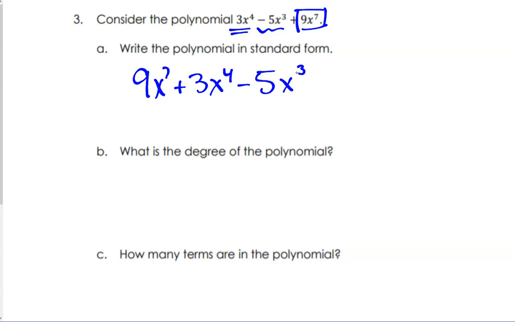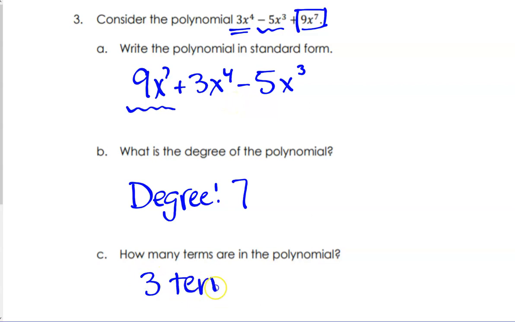All right, what is the degree of the polynomial? All right, so the degree of the whole thing will be the piece with the highest degree. Well, we already know what that is because we made it move to the front. It's 9x to the 7th. So the degree of the whole thing is that high exponent, which is 7. How many terms are there? We have 3 different terms, all being separated by a plus or a minus sign.